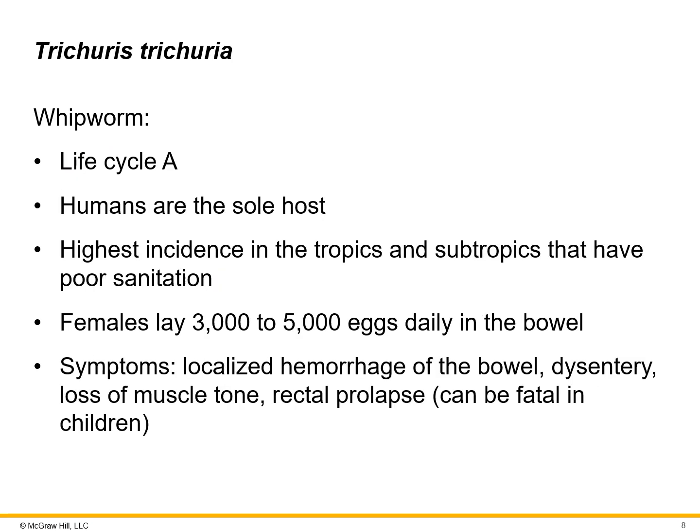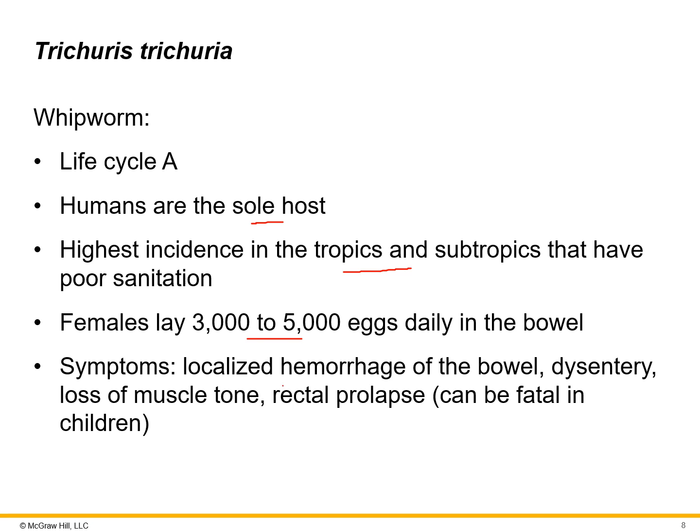Trichuris is a whipworm, also with life cycle A. So humans are the sole host, the only ones they can infect. High incidence in the tropics and subtropics due to poor sanitation. These females, just to put it in perspective, lay thousands of eggs a day in the bowel. Again, maturation in adult, the worms are going through the life cycle inside the intestine after the eggs are consumed.